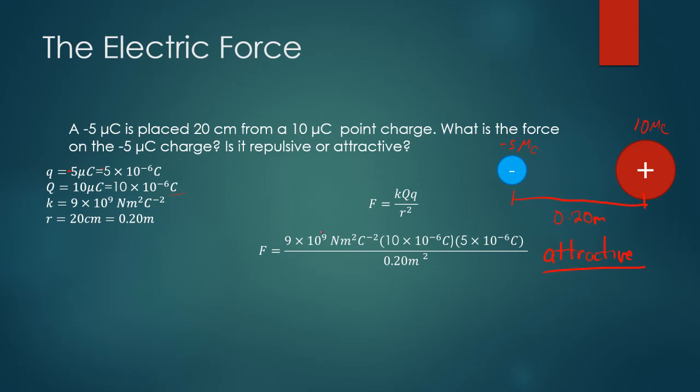But we've already talked a little bit about doing equations with exponents. So I'm going to add the exponents, a 9 plus a negative 6, so that's 3 minus 6, which is negative 3. So it's going to be 10 times 10 to the negative 3 on the top. Then I can multiply my beginnings, so that's 90 times 5, which is 450 times 10 to the negative 3, and then divide that by 0.20 squared. And I get the force equals 11.25 newtons. So the force between these two charges is 11.25 newtons.